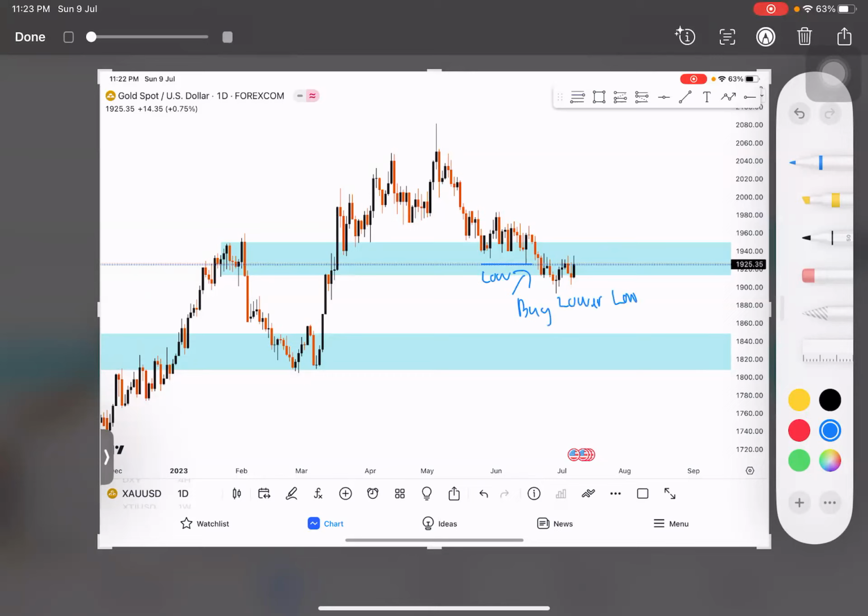This is not the structure we are looking for to buy. If you want to buy, make sure the price is breaking new high, new high, new high, right? It's not breaking new lower. You have to be clear about market structures first.